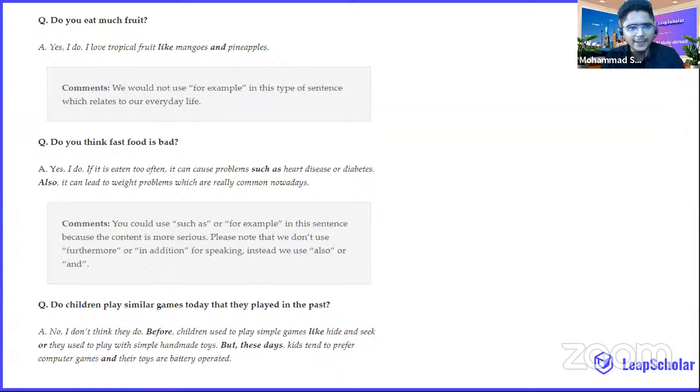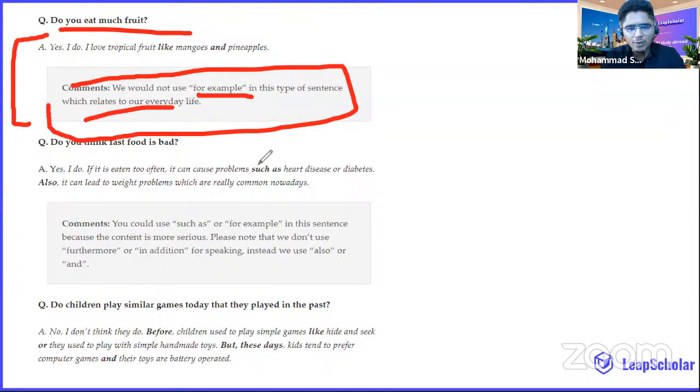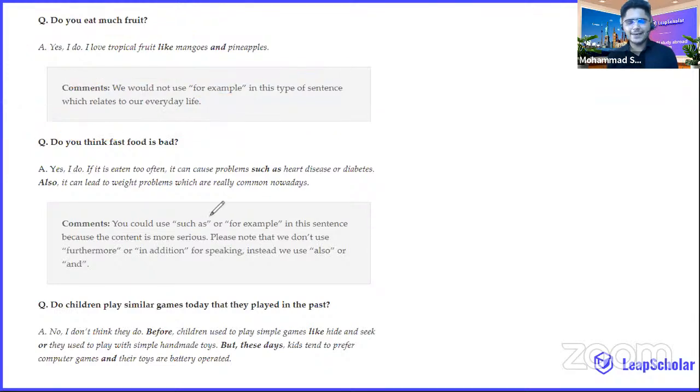Hello, sir. Yeah, please. Maninder, for example, this is the question that an examiner asks you. Do you eat much fruit? Okay. So this is how you answered. Can you read it? Yes, I do. I love tropical fruits like mangoes and pineapples. Okay. So guys, this is the comment from the teacher. We would not use, for example, in this type of sentence, which relates to our everyday life. So what you have to take care of is while you are answering the questions in part one of IELTS speaking, which are based on your life.